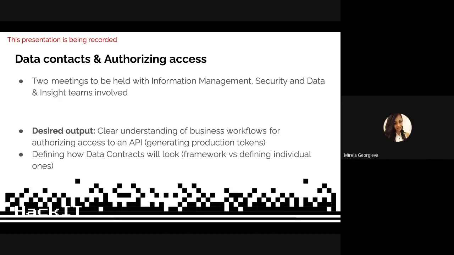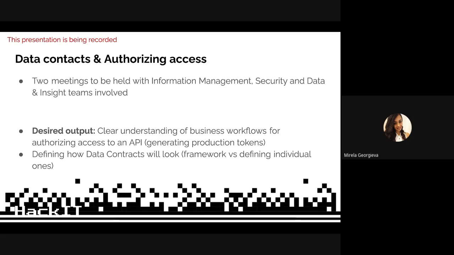We've realized we need 2 workshops to be held with information management, security, and data and insight teams involved. What we want to get out of those meetings is to understand clearly how the business workflow for authorizing access to an API would work. This means who is going to be the person authorizing that access and generating the token and passing it to the requester, and what kind of information that person would need in order to decide whether they should authorize access or not.